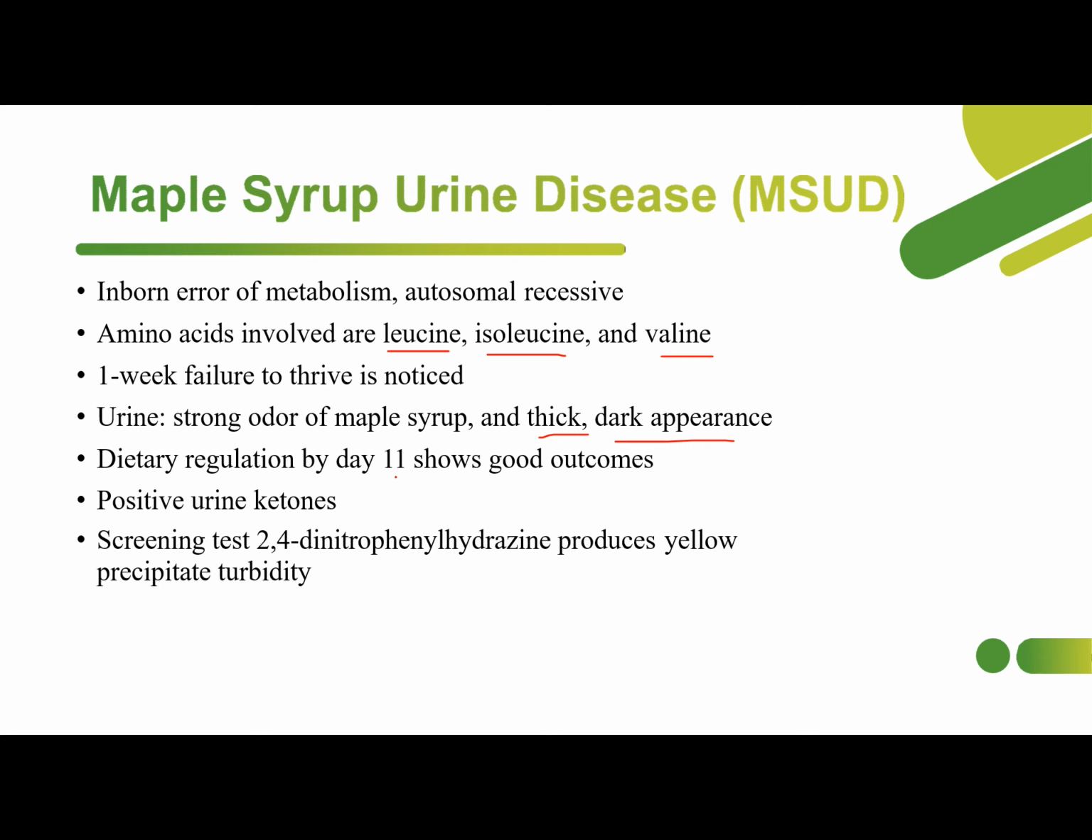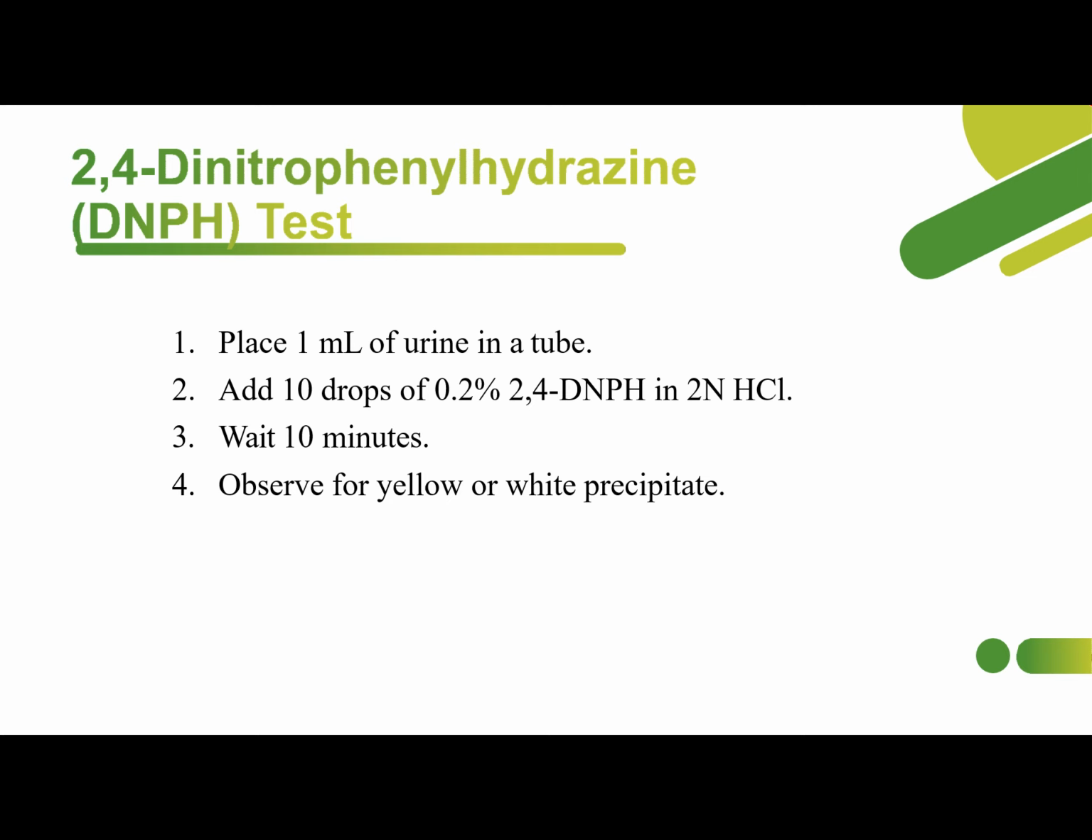Dietary regulation by day 11 shows good outcome. So if the newborn is able to have dietary restrictions by day 11, the effects could be reversible. So positive urine ketones. Screening test, class, for this is your 2,4-dinitrophenylhydrazine, which produces yellow precipitate and turbidity. So this is your 2,4-dinitrophenylhydrazine test. You would place 1 ml of urine in a tube, add 10 drops of 0.2% 2,4-DNPH in normal hydrochloric acid, wait for 10 minutes, and observe for yellow or white precipitate.